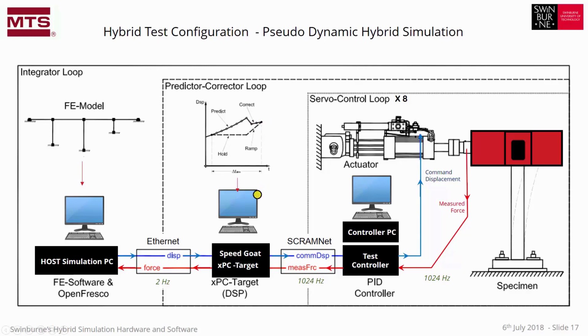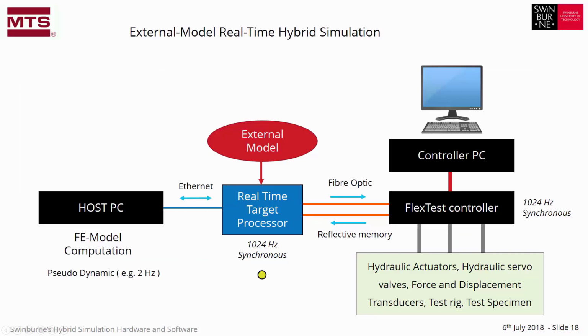Now, this is not the only kind of process that can run on the target processor. When we're doing real-time simulation, the target processor, or PC, carries out a completely different role. In this diagram, the external model is now shifted from the host PC into the real-time target processor. To do this, the FE model is simplified and pre-compiled in the host PC and downloaded to be run in real time. We intend to be able to implement this form of real-time hybrid simulation with our wall controller and test rig in the near future.